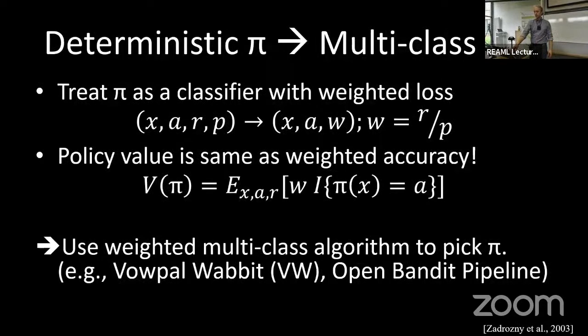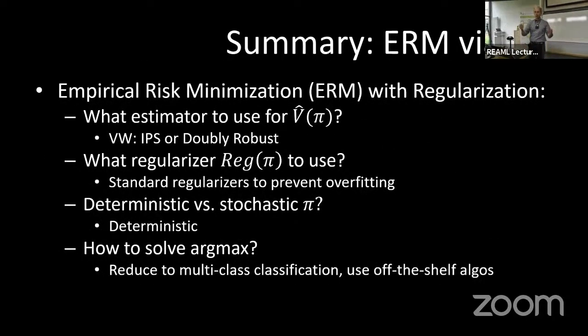Just to summarize, what is our estimator? Let's say we use doubly robust or IPS. Doubly robust we haven't really talked about. It's just a more sophisticated way of doing the weighting or this combination. The regularizer is whatever your underlying learning algorithm needs. We're learning a deterministic policy, and to solve the argmax, you just use whatever weighted multi-class classification algorithm you have implemented.